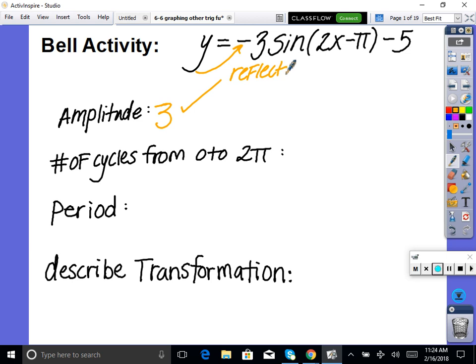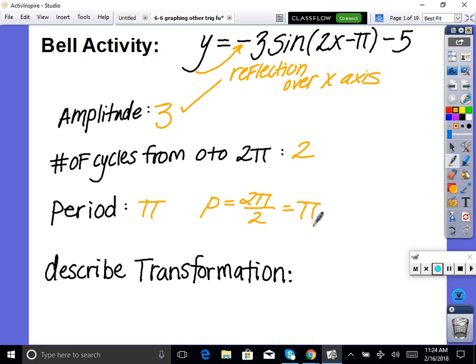Good. Reflect over x. Okay, how many cycles from 0 to 2 pi, or what's the frequency? 2. There are 2 cycles from 0 to 2 pi. Now remember, period literally means physical length of one cycle. So based on this, what would one cycle be? What would the length of it be? Pi. Or we could use our little formula, period is 2 pi divided by b, which means it's pi.